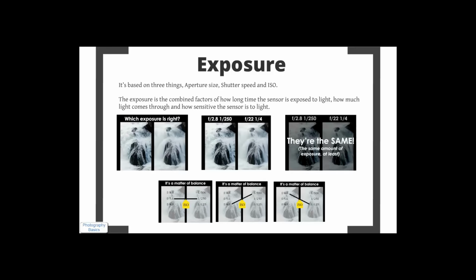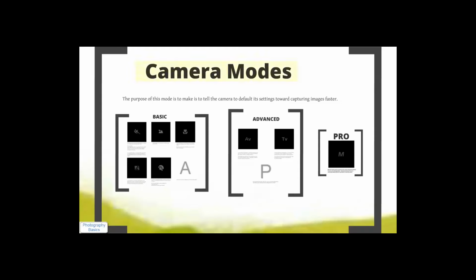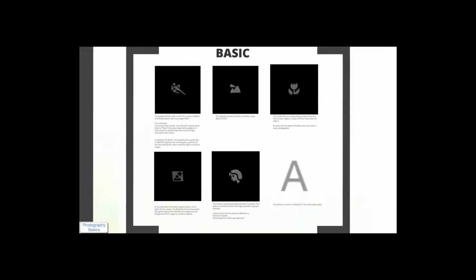When talking about camera settings, we must know the camera modes as a basic thing. There are several modes, but they are basically categorized into three main categories. First is the basic, second is the advanced, and third is the pro. Let us see what the modes available in basic are. First comes the sports mode.